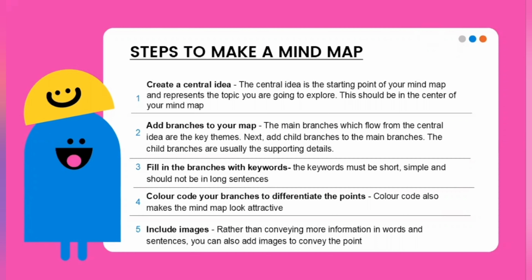The second step is add branches to your map. The main branches which flow from the central idea are the key themes. Next, add child branches to the main branches. The child branches are usually the supporting details. Third step is fill in the branches with keywords. The keywords must be short and simple, and should not be long sentences. The fourth step is color code your branches to differentiate the points. Color code also makes the mind map look attractive. The last step is include images. Rather than conveying more information in words and sentences, you can also add images to convey the point.